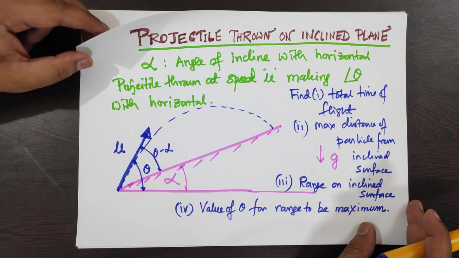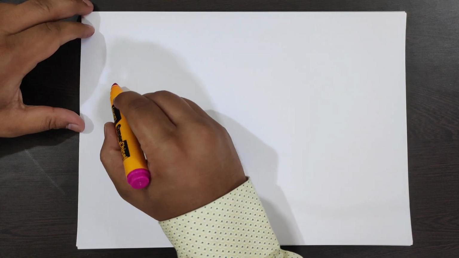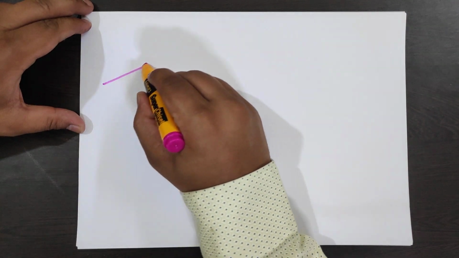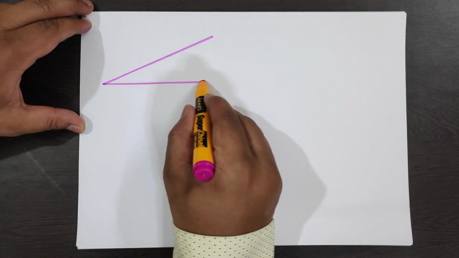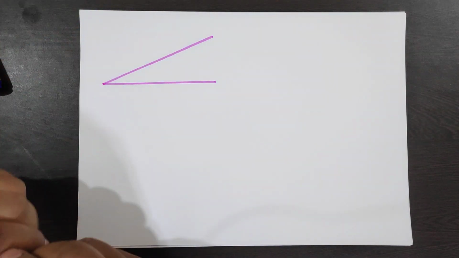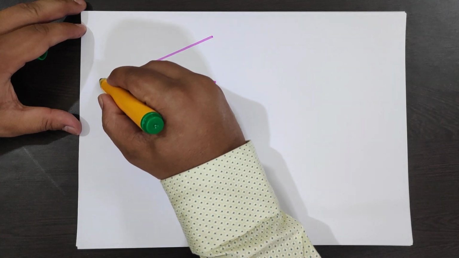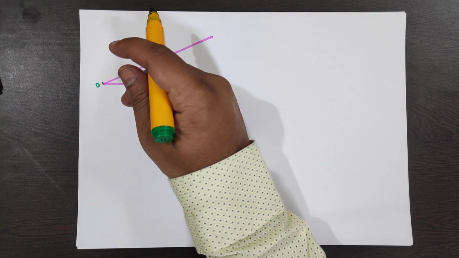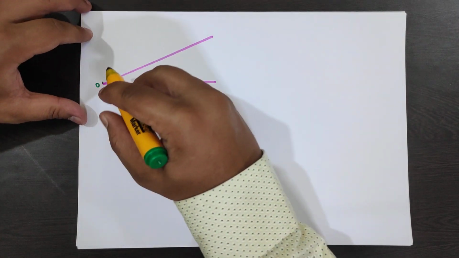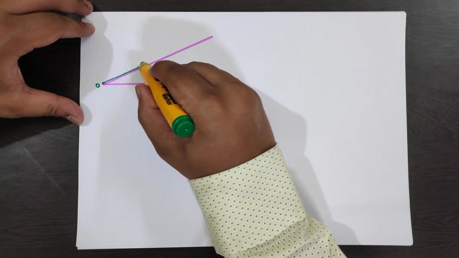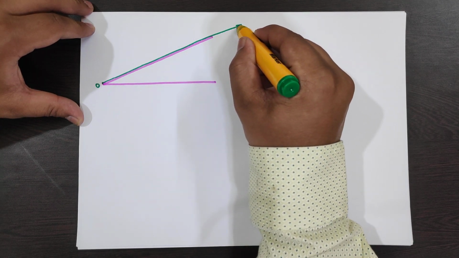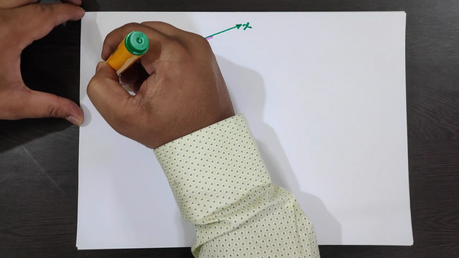Let's start again with a new diagram. Now we will choose a pair of axes like this. Here is the origin, and this will be our new x axis, and this will be our new y axis.